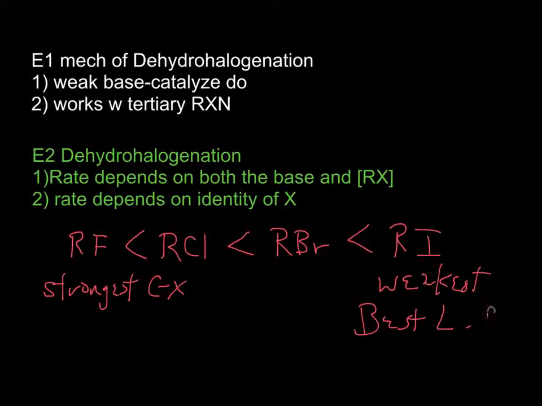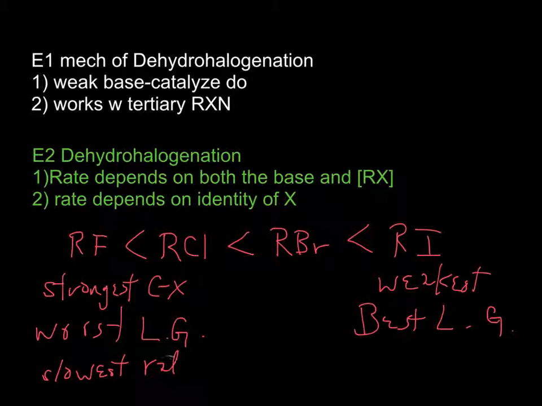And this one is called the leaving group, Lg. This is the worst. Fluorine is the strongest of the conjugate bases. And so therefore, this is the slowest rate for these reasons, and this is the fastest.